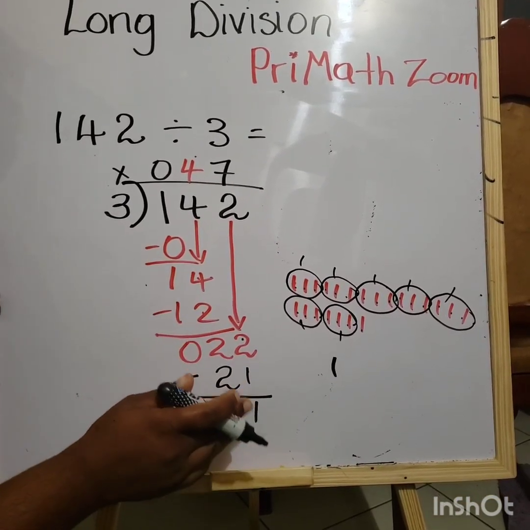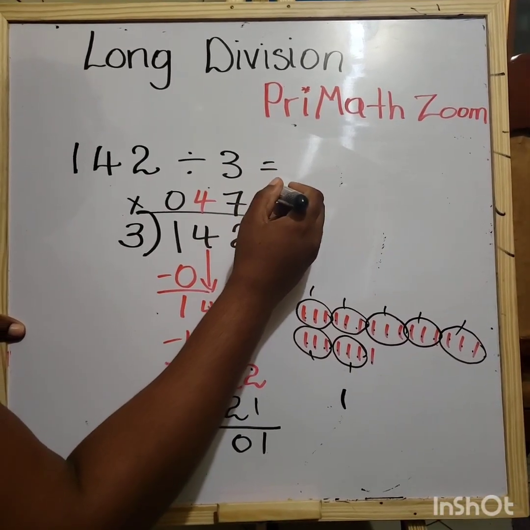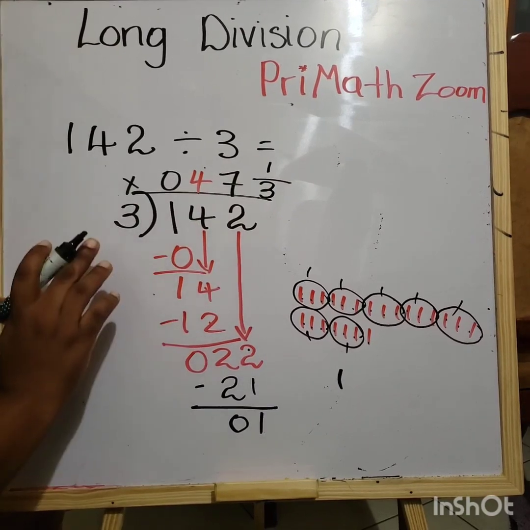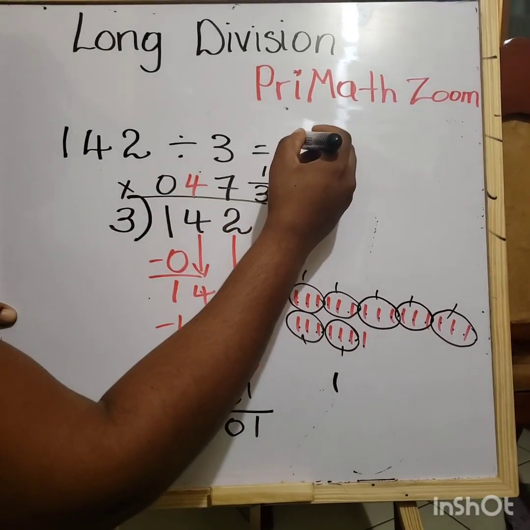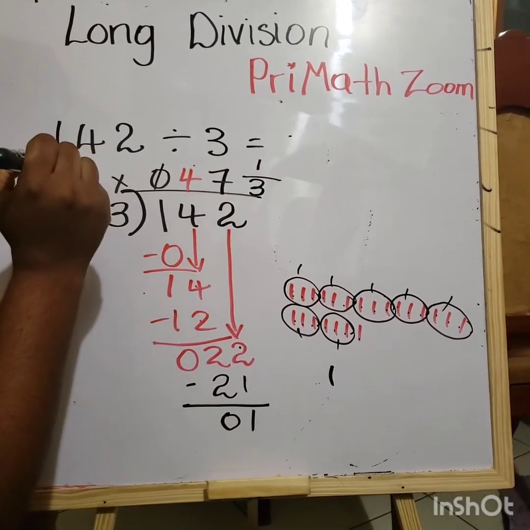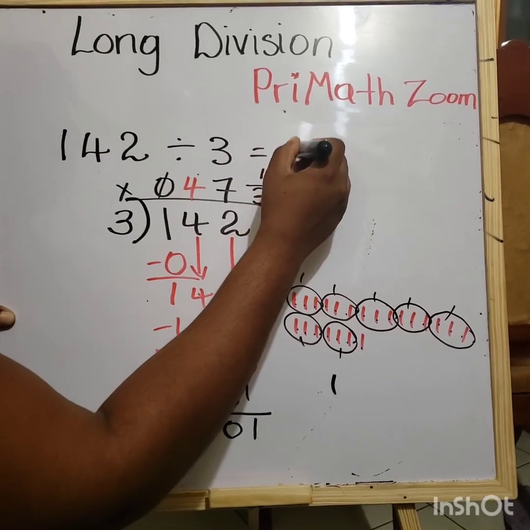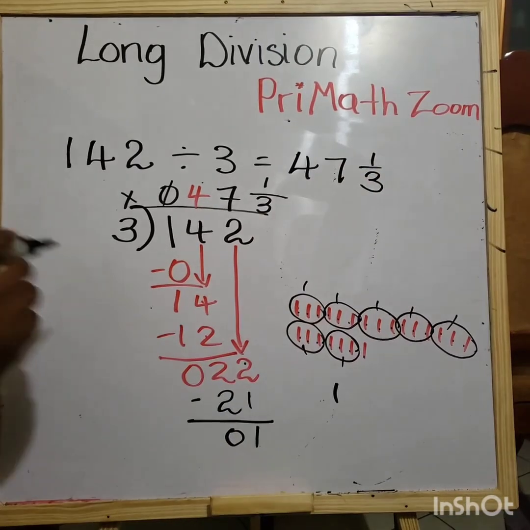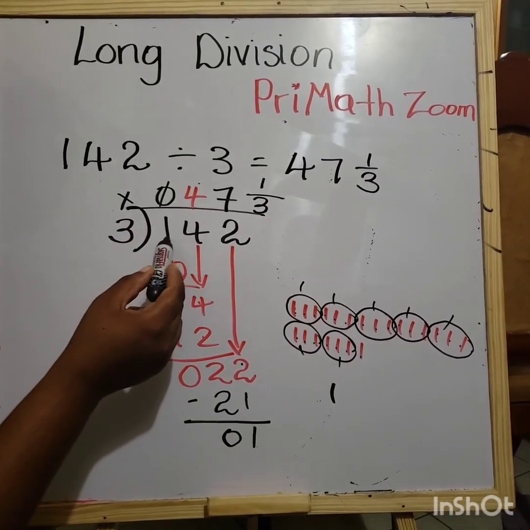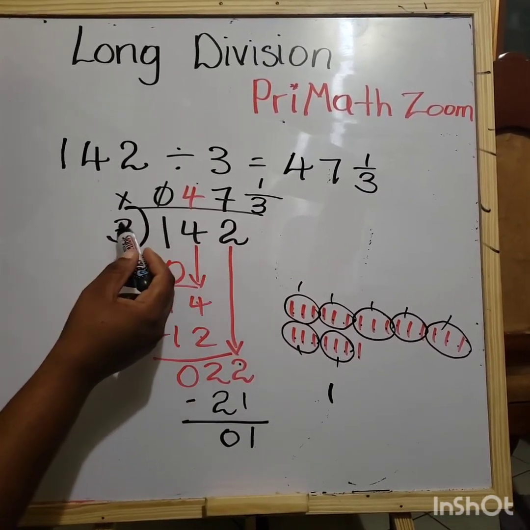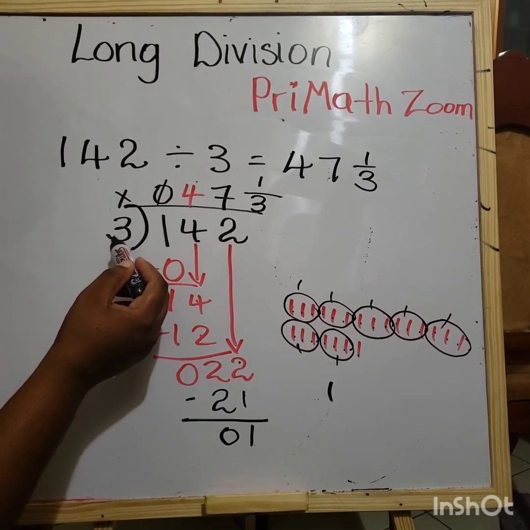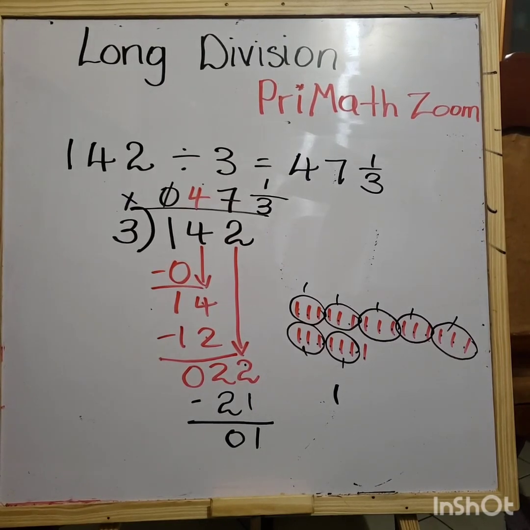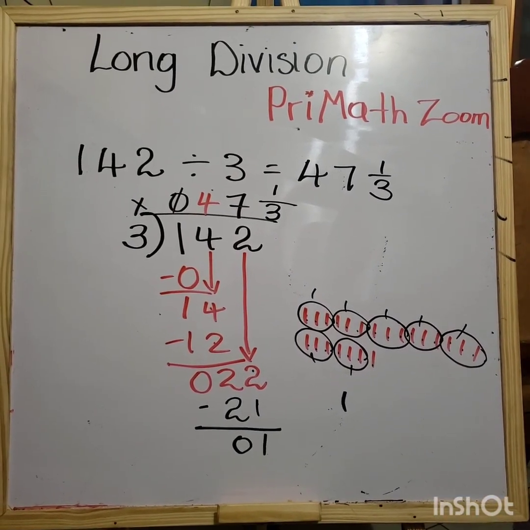So how could we write this, given that we would have learned how to represent remainders? Yes, one easy way to write is to write it 1 out of the divisor, which is 3. So we would now get a quotient of 47 and 1/3. So this is saying that in 142 we can get 47 groups of 3 and 1 group out of numbers that could have given us a whole set of 3.